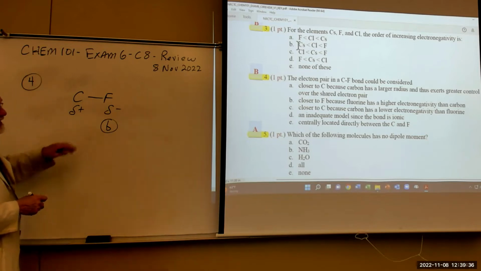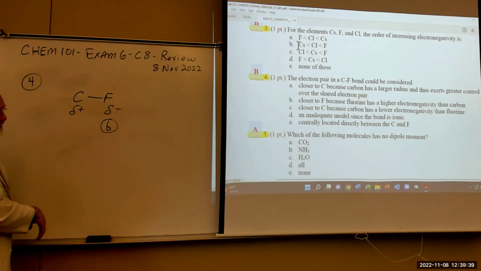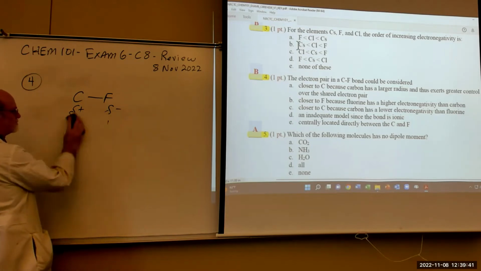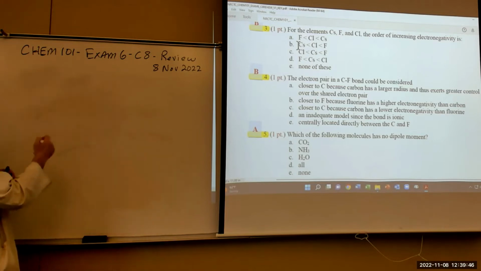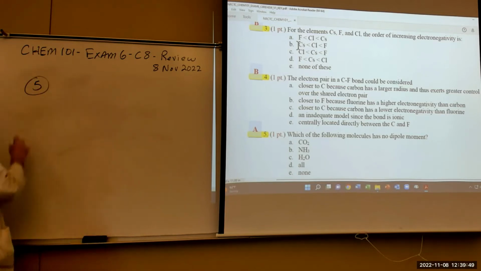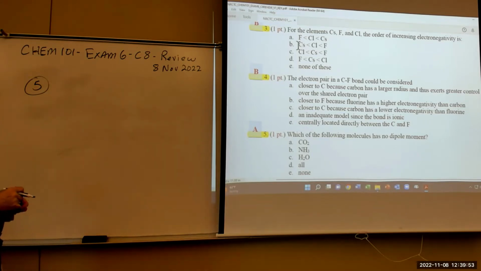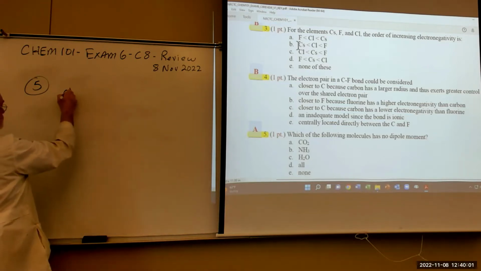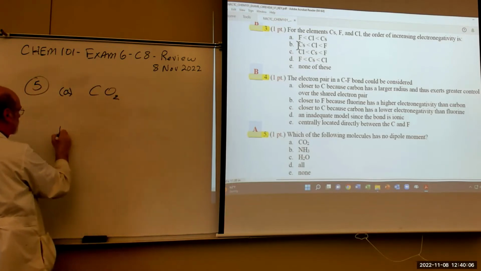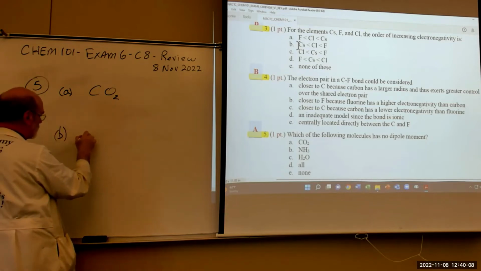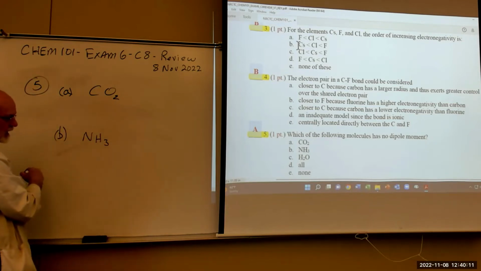Okay, so B apparently is the only one of those choices that fits. Five. Which of the following molecules has no dipole moment? So we got 3 to choose from, and we can say all of them have no dipole moment or none of them have. So we've got to take a look at each one. Carbon dioxide and ammonia and water.